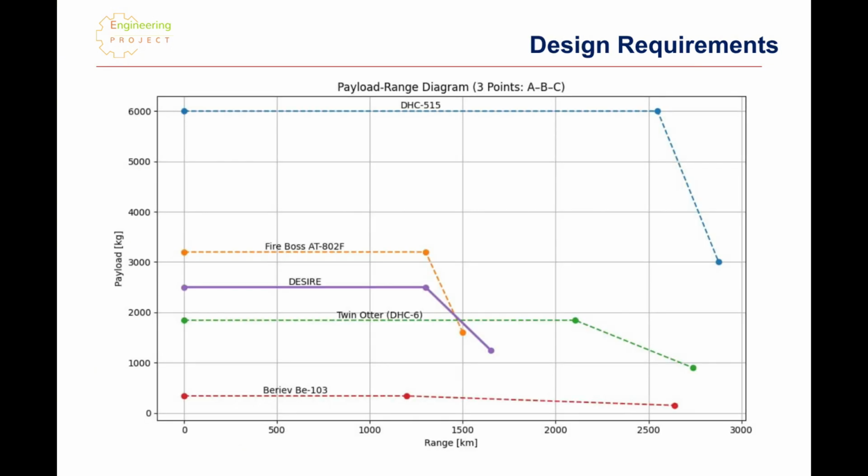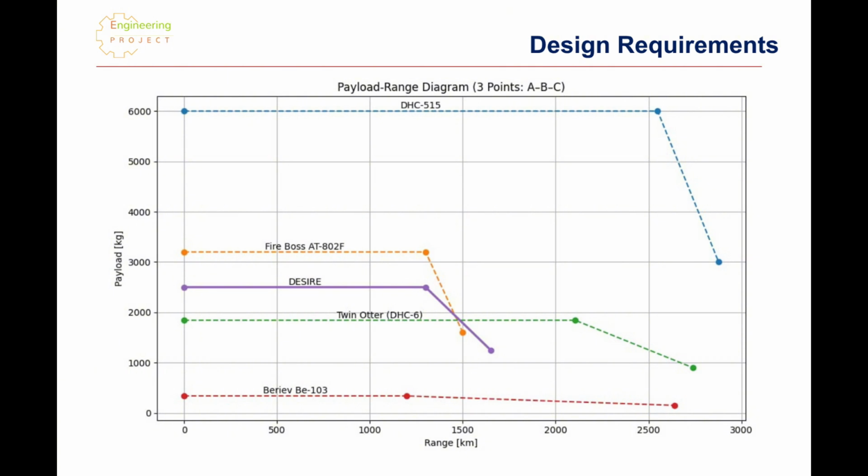The first progression of our Capstone project is the design requirement. Here, our project goal is to make a medium firefighting seaplane that can deliver a considerable amount of payload, with the same performance as the existing firefighting aircraft. So we construct a payload range diagram.